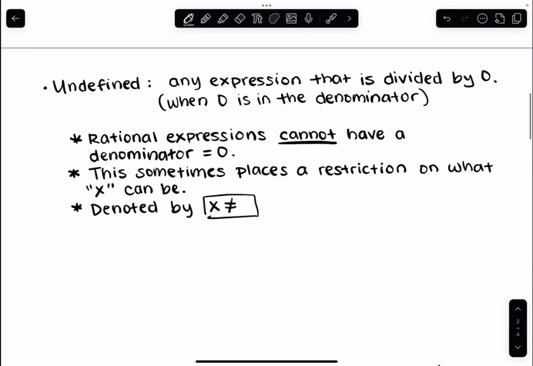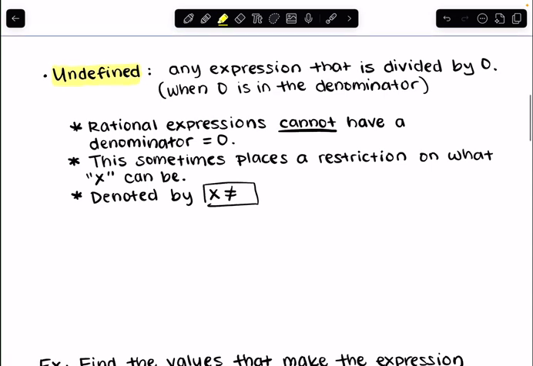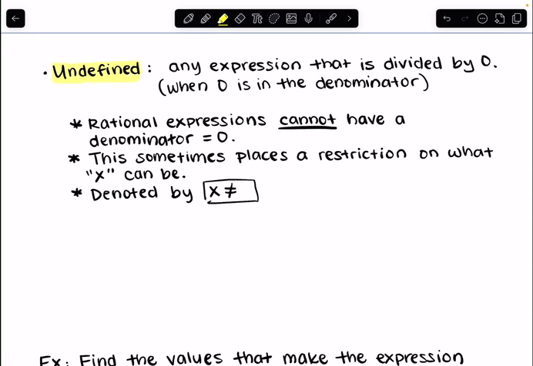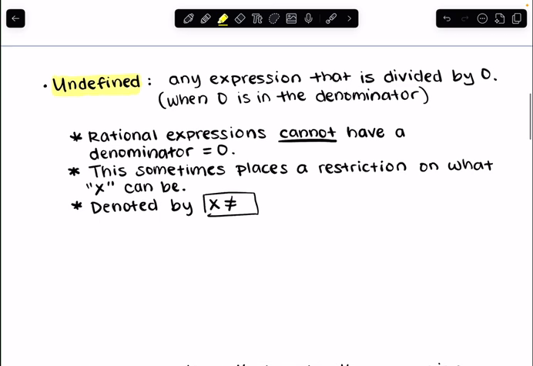Okay, we're going to go ahead and talk about what undefined means. So when we have something that is undefined, it's any expression that is divided by 0, or there's a 0 in the denominator. And so I wrote down some key points here for you. So a rational expression can't have a 0 in the denominator. And when this happens, it says this sometimes places a restriction on what x can be. What that means is that you are limiting the x values that you can plug into that expression.